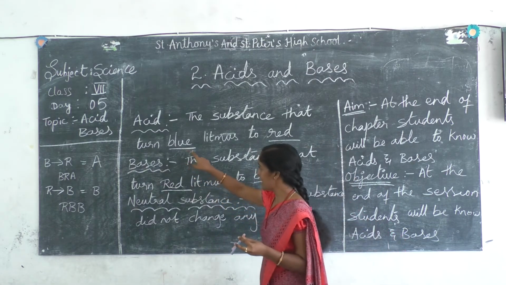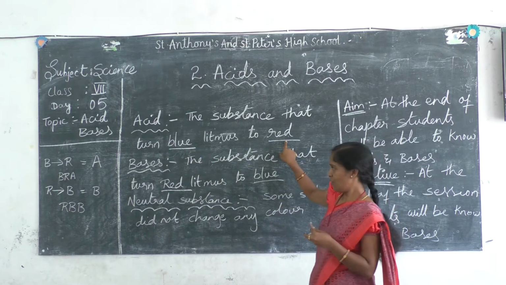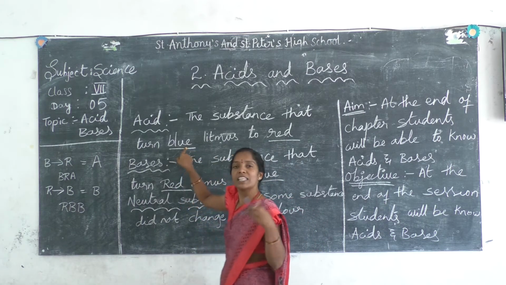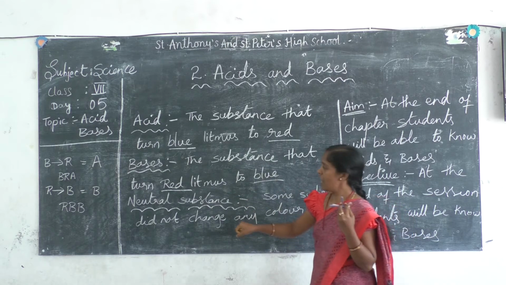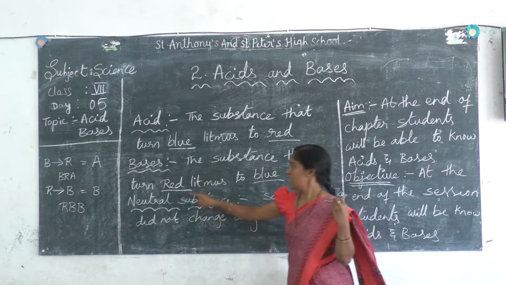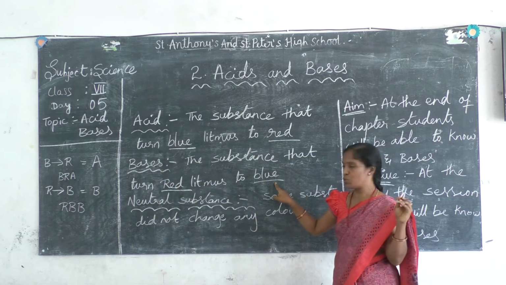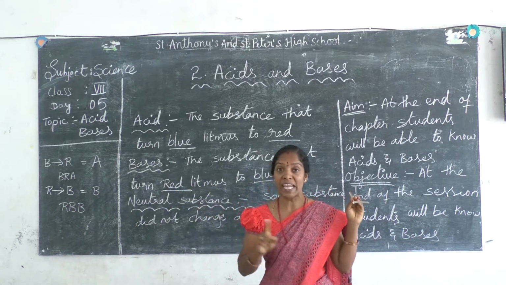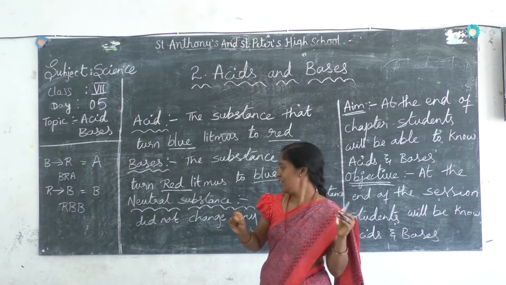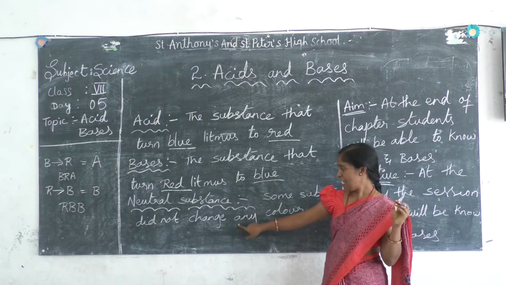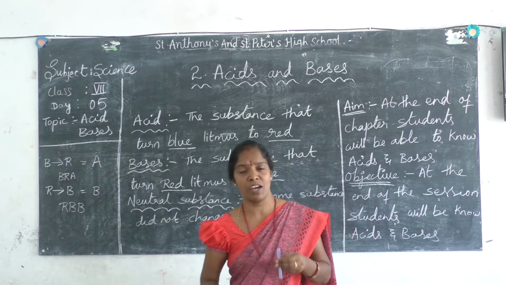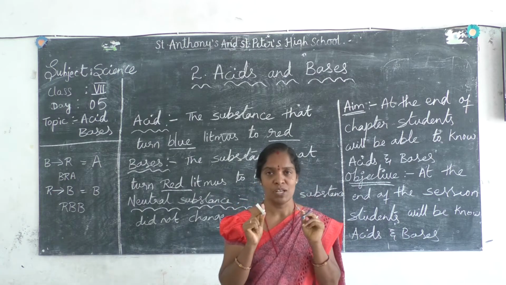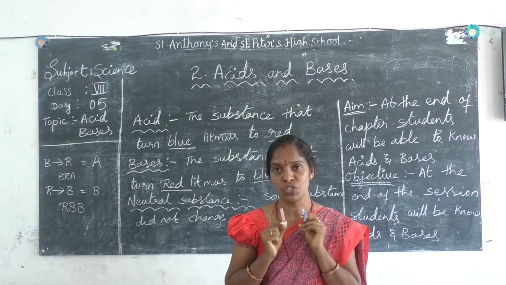See here. Here I said that blue turns to red. If I use red litmus with an acid, there is no change in the paper. Now the base: I explained that red changes to blue. If I use blue litmus here, it will not show any change in the paper. Got the point now? About the neutral substance: if I use red litmus or blue litmus, it will not show any changes in both the papers. So that is known as a neutral substance.